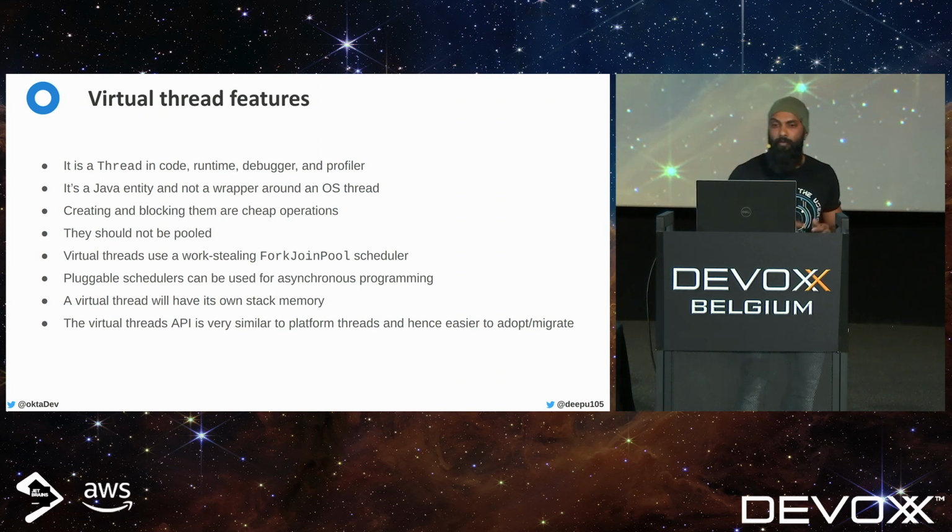A virtual thread will always have its own stack memory, though internally the memory is mapped. The virtual thread memory is mapped to the heap, but when you look at it from your code, it will have its own stack memory and everything. And the virtual threads API is very similar to platform threads, and hence, as I mentioned, very easy to adapt. So it's not a completely new thing, or a new API surface or anything.